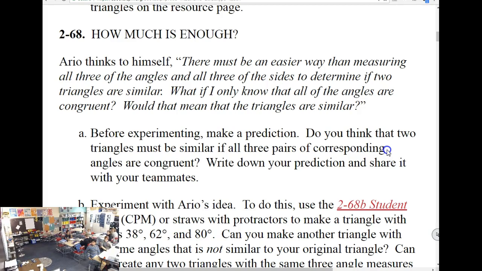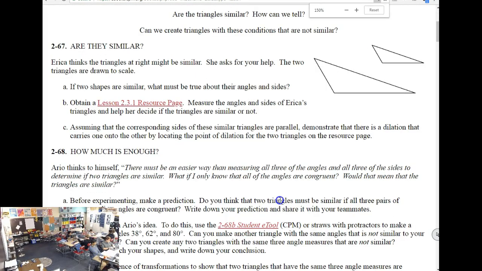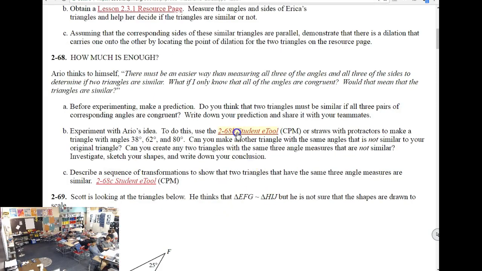We've already kind of talked about this, but really the point of this question is for you to familiarize yourself with the e-tool. So go ahead and open your Chromebooks. Go to the lesson for today, 231. And then in problem 68, you should be able to click on the e-tool.